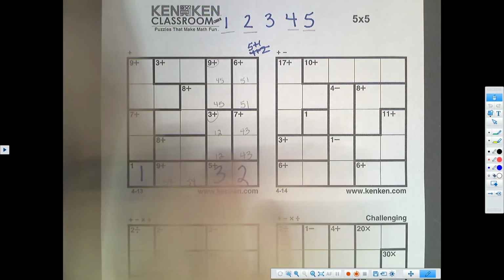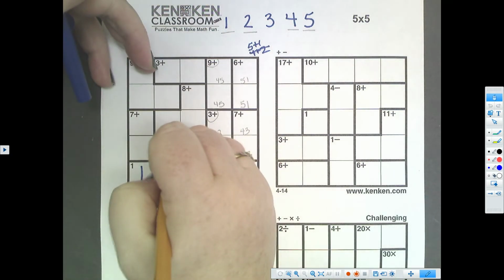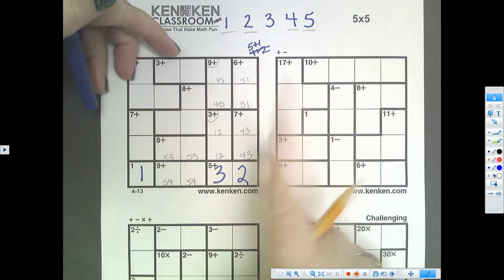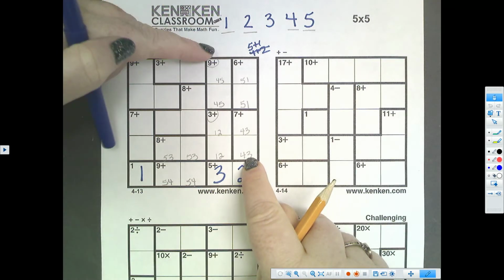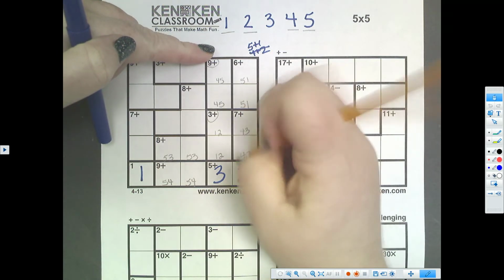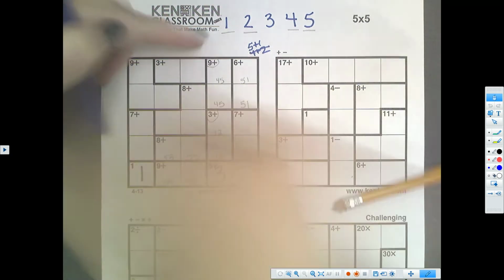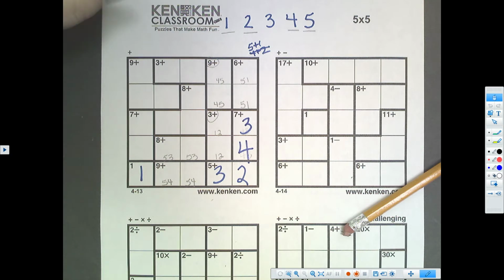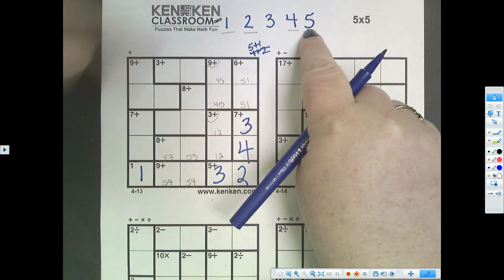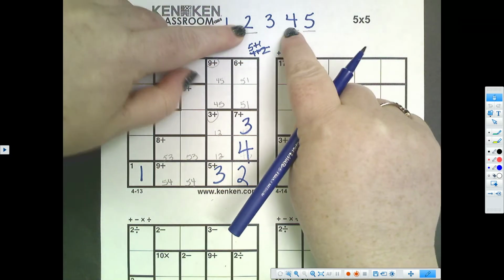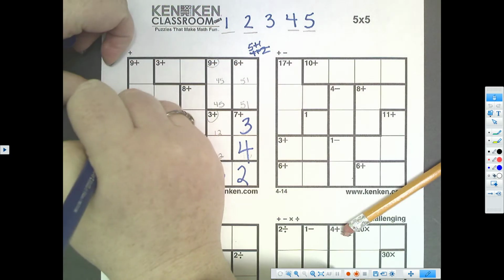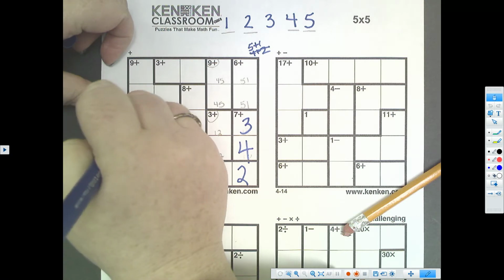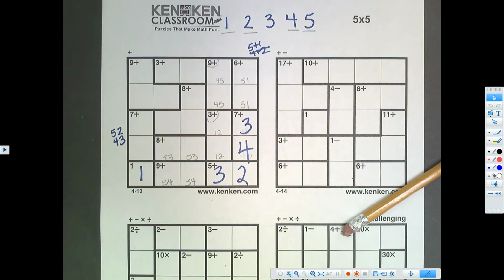So if I do 5 plus 3, that tells me that this 3 cannot go at the bottom and would have to go at the top. So this would be 3, 4. This 7 could be 5 plus 2 or 4 plus 3, 5 and 2 or 4 and 3. I'm not sure which combination it is just yet, so I'm not going to write anything in the boxes.